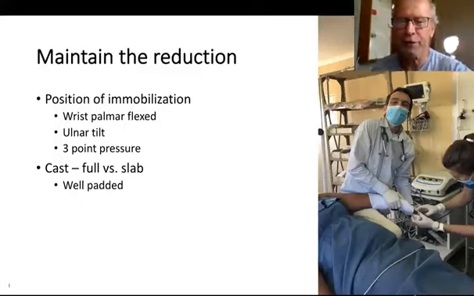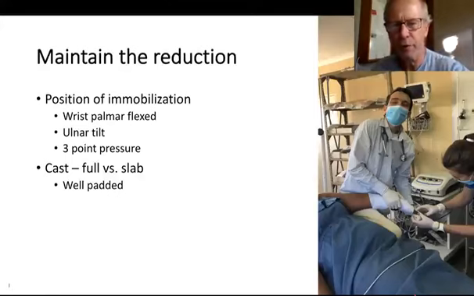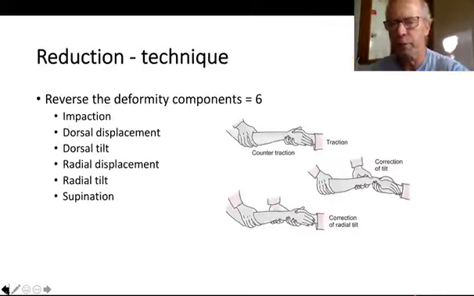Because if the distal hand is beyond the wrist joint, all you're going to do is put the wrist into a hyperflexed position, which is very, very uncomfortable. So 3-point pressure, and the 3 points are all on the radius. Okay, so that would be the point, I think. And then you want the wrist to be palmar flexed, and you want there to be an ulnar tilt, because you're reversing the deformity that was there before.